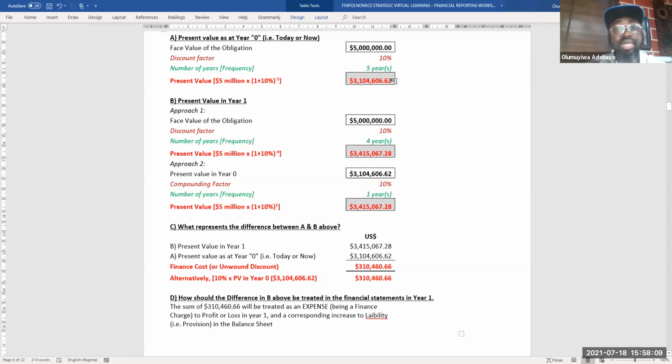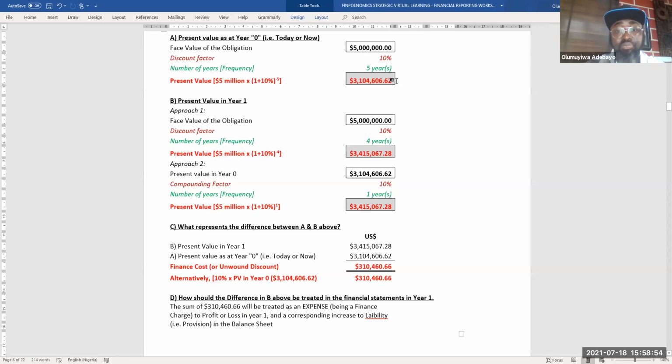Now we're going to look at other key factors. What are the key factors? We're going to look at the effect of future events, the effect of expected disposal, the effect of reimbursement, and the effect of changes in provision. What effect does it have in line with the requirements of IAS 37?